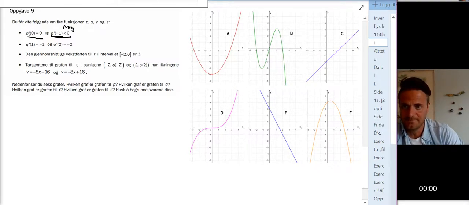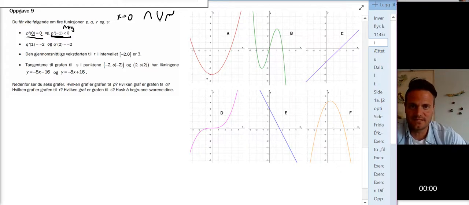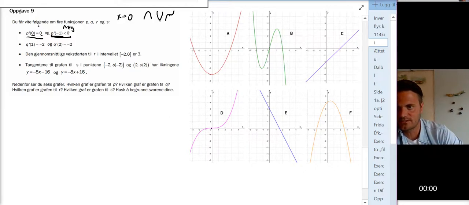Let's start with p. And the derivative when x is 0. So when x is 0, that's here, right? Here x is 0, in all functions, of course. And then the derivative should be 0. This means that if the derivative is 0, it's either a maximum point, a minimum point, or a terrace point, like this. And we see that this is true for A. Here we have a minimum point. It is also true for D here.